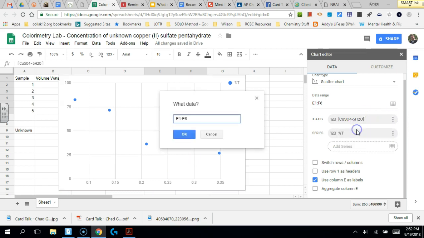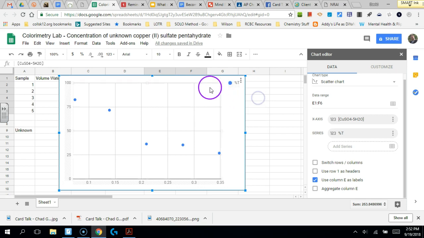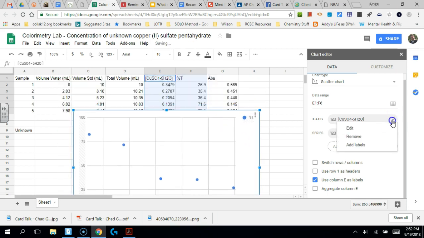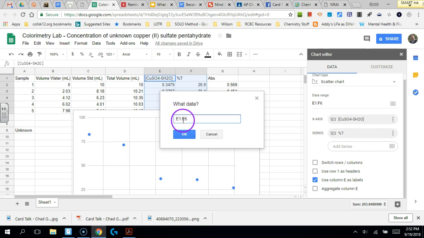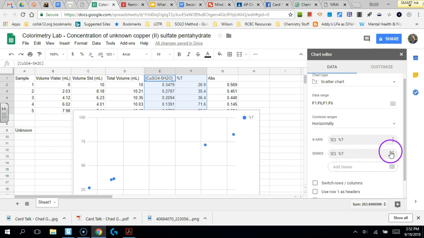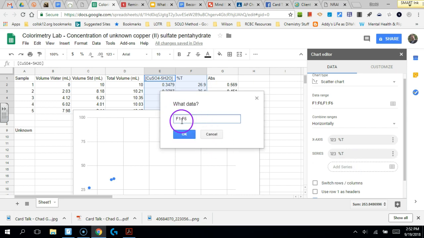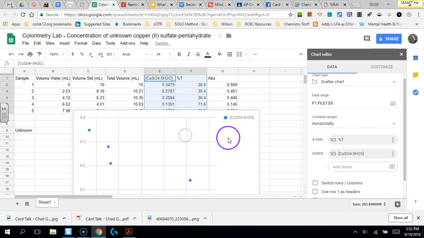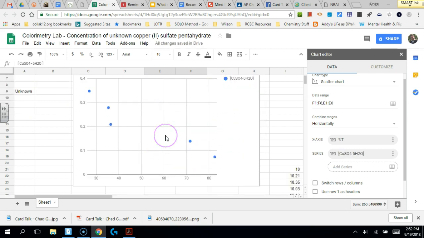Okay, so I'm going to edit this, and instead of being E1 to E6, it's going to be F1 to F6. I want the %T to be my x-axis, and then I'm going to edit the y-axis to be the E column, E1 to E6. And then you click, and okay, so now I have a graph.